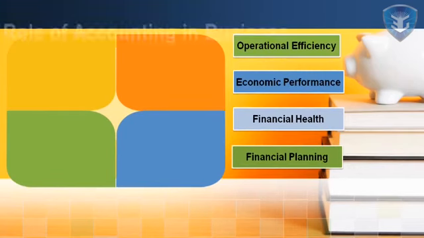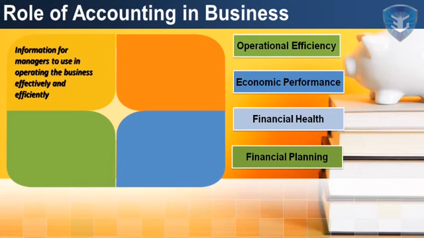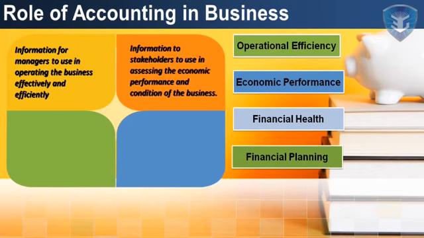What is the role of accounting in business? As discussed earlier, accounting provides information for managers to use in operating the business effectively and efficiently. In addition, accounting provides information to other stakeholders to use in assessing the economic performance and condition of the business. Accounting is generally referred to as the language of business. This is because accounting is the means by which business information is communicated to the stakeholders.